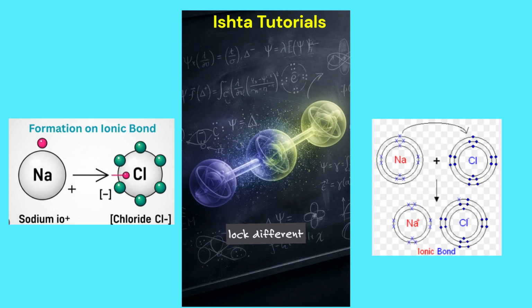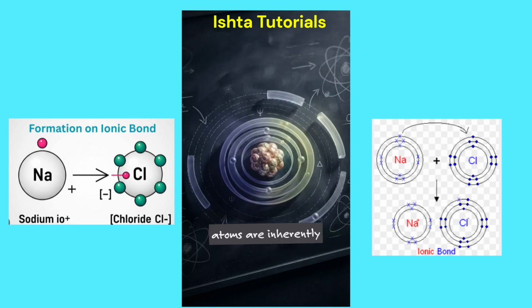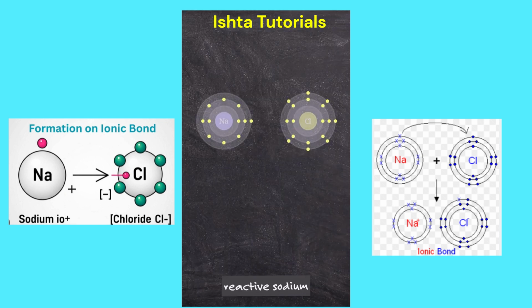Electrovalent bonds lock different elements together, but what actually acts as the glue? Most individual atoms are inherently unstable, simply because their outermost energy shells are incomplete. Take a highly reactive sodium atom and a volatile chlorine atom. Sodium has exactly one excess electron in its outer shell, while chlorine is missing one.